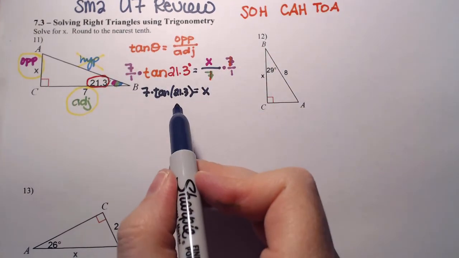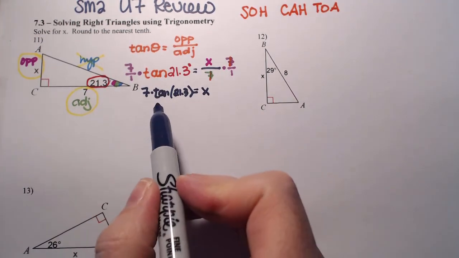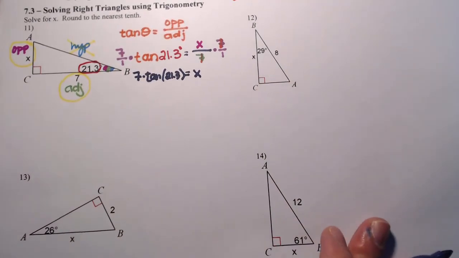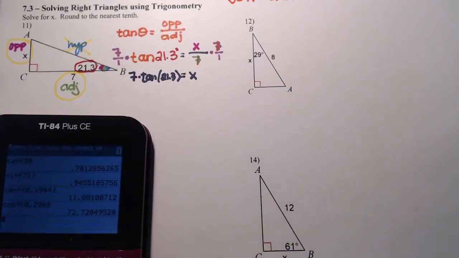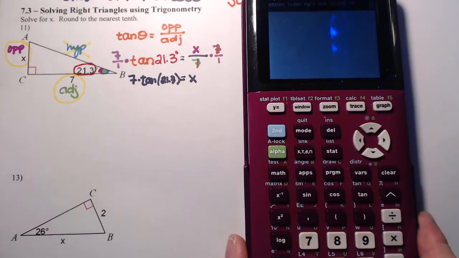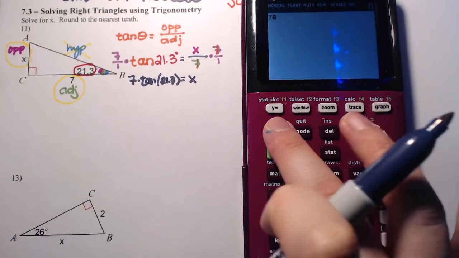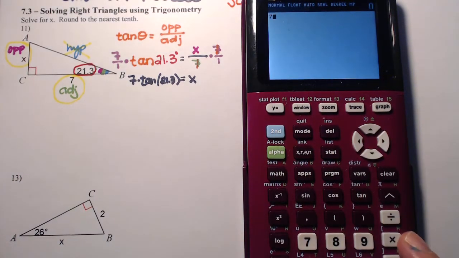The 21.3 is the angle inside of tangent, so it's not like I can distribute the 7. So what I'm going to do is just type that exactly into the calculator. Again, making sure you're in degree mode. So I'm going to say 7 times tangent of 21.3.